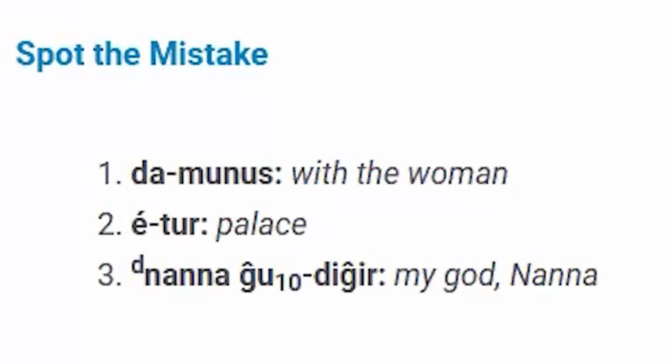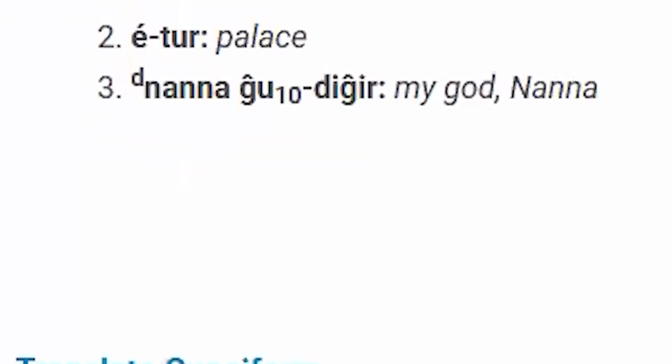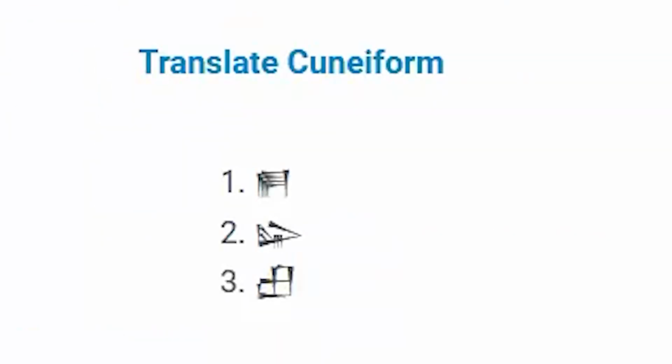Spot the mistake. So in these ones, you just have to figure out what's wrong with it. Da munus, with the woman. A tur, palace. Nanuhu dinghir, my god Nana. Translate cuneiform. Now for these, I can't read them to you because then you just know what they are. You're going to have to look at them.